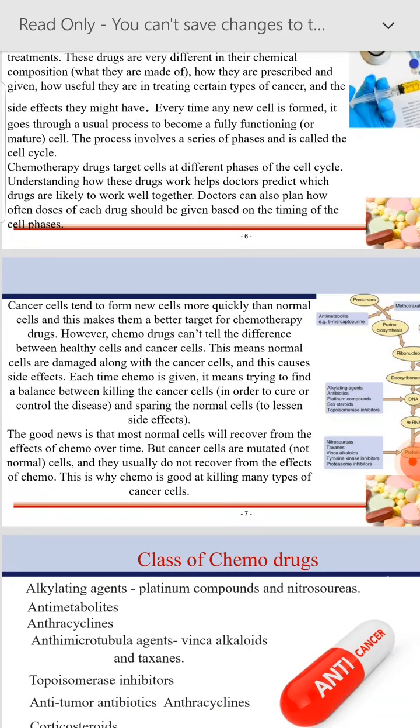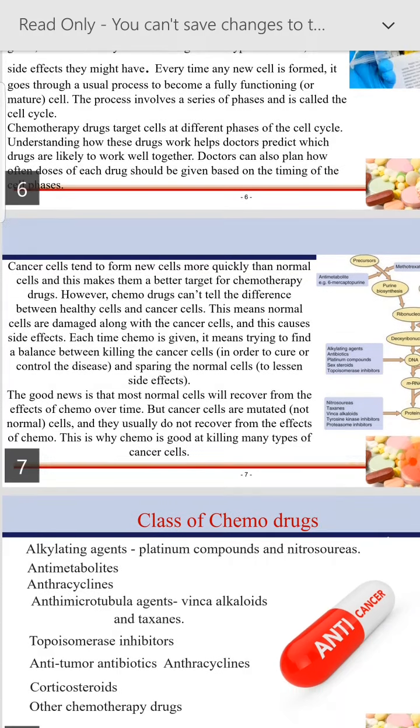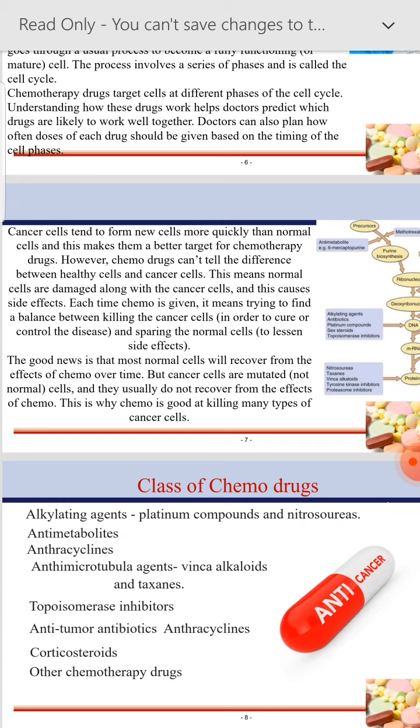Let's talk about classes of chemo drugs. They include alkylating agents, platinum compounds, nitrosoureas, antimetabolites, anthracyclines, microtubule agents, plant alkaloids, topoisomerase inhibitors, anti-tumor antibiotics, corticosteroids, and other chemotherapy drugs.